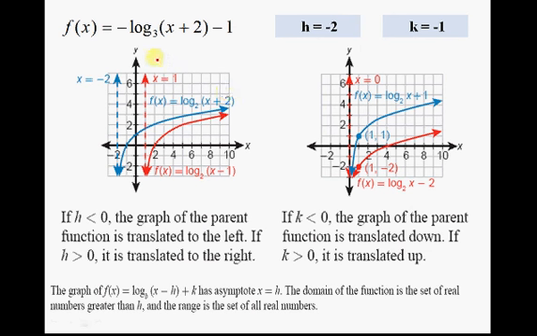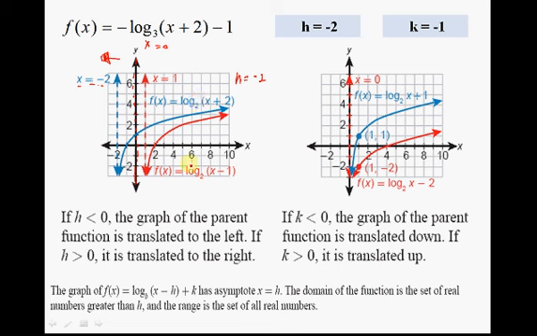So here we have the general form, and we have a function in blue, f of x equals log base 2 of the quantity x plus 2. So we know that h, like ours, equals -2. Well, what happened here? For the parent function, we know that the asymptotic line is x equals 0, and for this function, when h equals -2, it moved it to the left 2 spaces. Right here, x equals -2 is the asymptotic line for the function in blue.